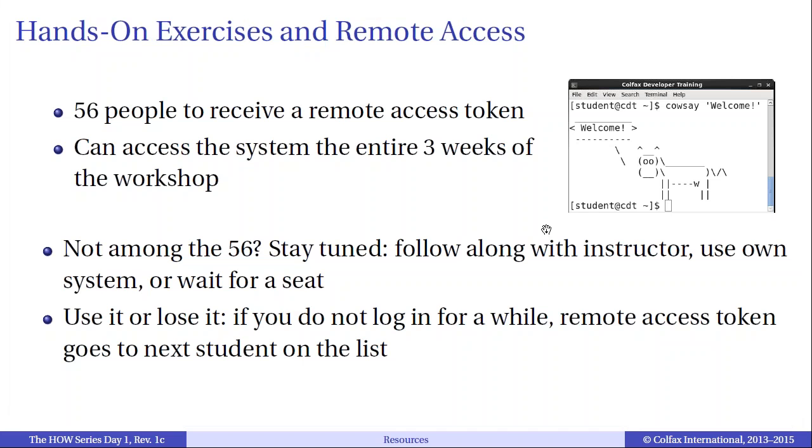Regarding remote access, this is a hands-on workshop, which means that many people will be able to connect to a remote server at Colfax. This server has a multi-core virtualized processor and a real Xeon Phi coprocessor, and it has Intel software development tools. You will be able to use this server to run the practical exercises that I will be demonstrating.